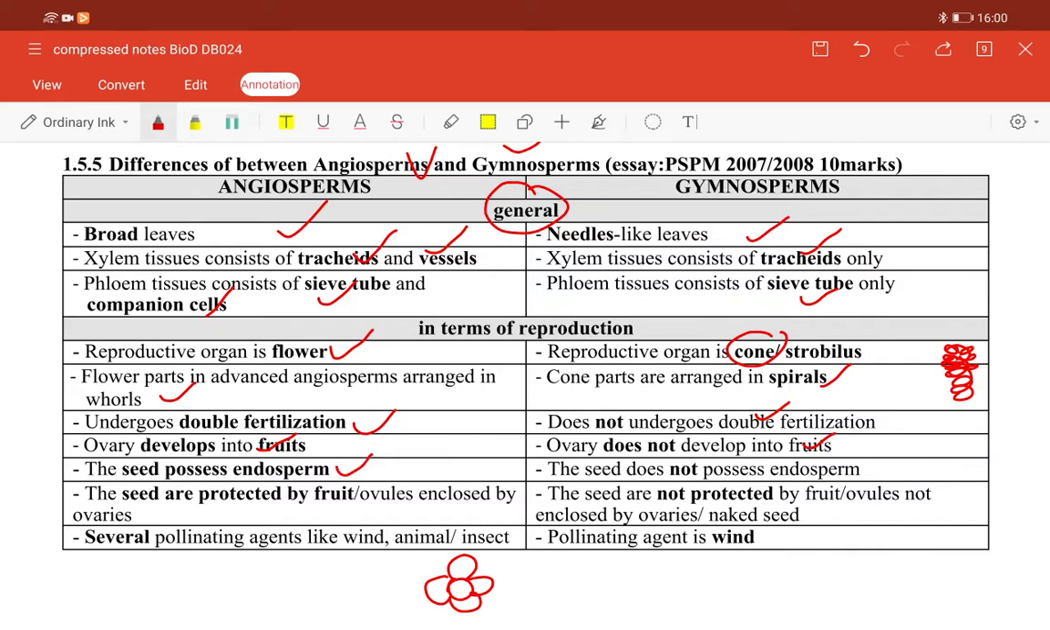Yang ini the seed does not possess endosperm. Okay. So the seeds are protected by fruits, while for this one is not protected by fruits or ovules. Okay, so that's why it is called naked seeds. And untuk Angiosperm, it has several pollinating agents, including wind, animals, or insects. While for the Gymnosperm, the pollinating agent is only wind sahaja.